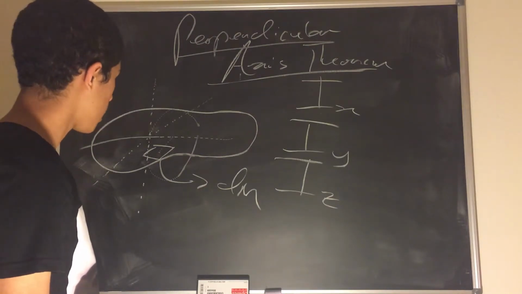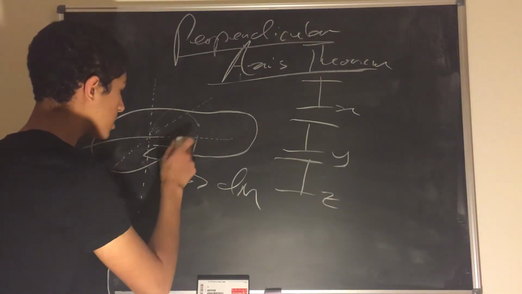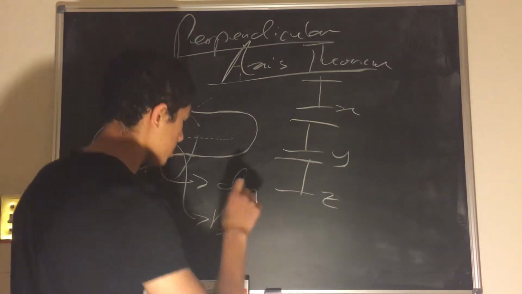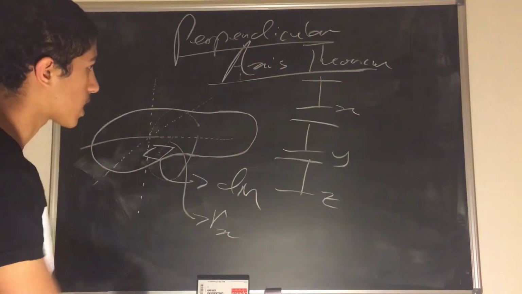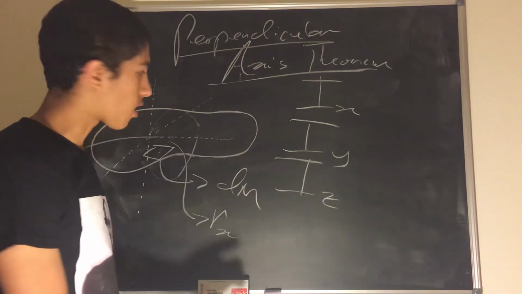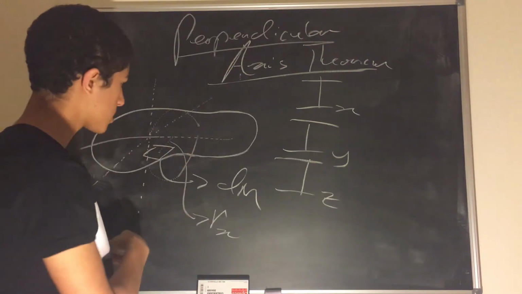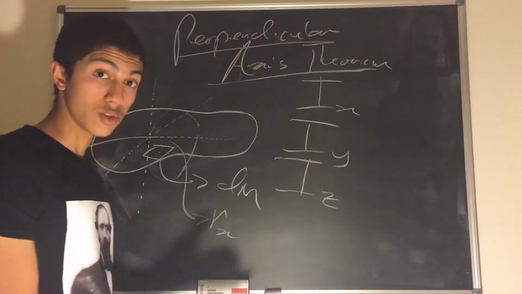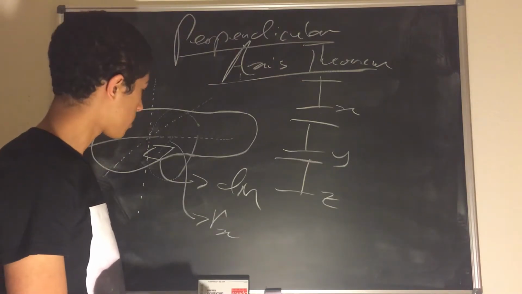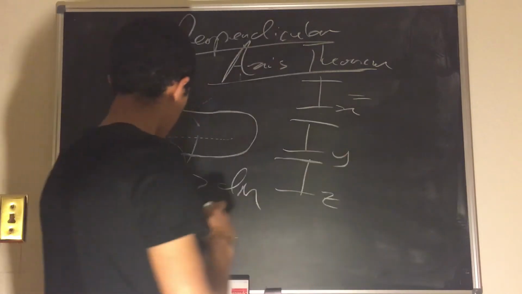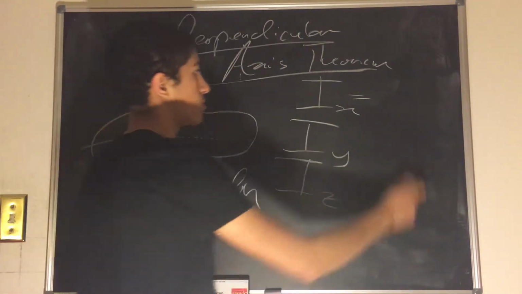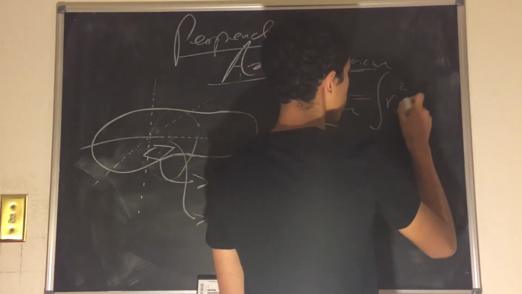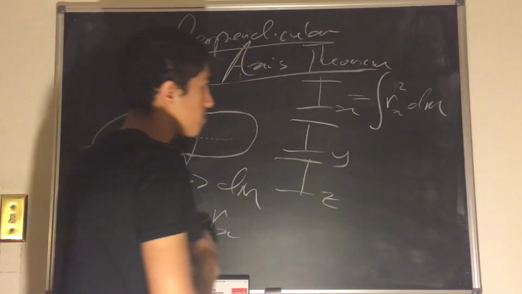So let's just call that deviation rx, because we're talking about the x-axis. Usually it would be ry because it's parallel to the y-axis, but that's okay. Let's call it rx for now. So then, due to the moment of inertia formula, we have I sub x is equal to the integral of rx squared dm.